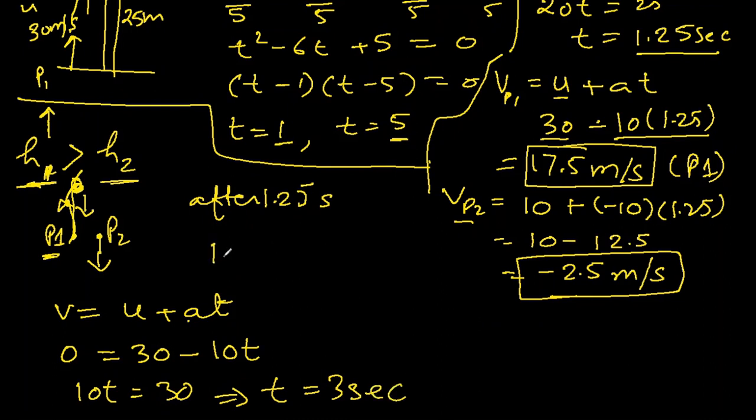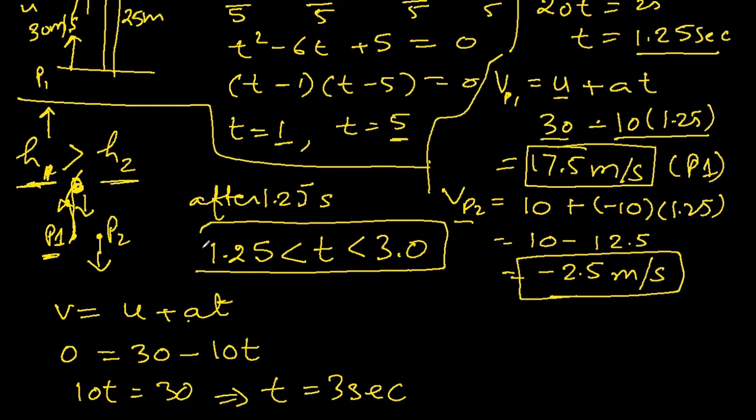So our answer is 1.25 and 3 seconds is the time when it is moving up and it is above the height of P2. There is no equal sign because at 1.25 seconds they are at equal height, and at 3 seconds it is not moving up. It has stopped. So no equal sign.